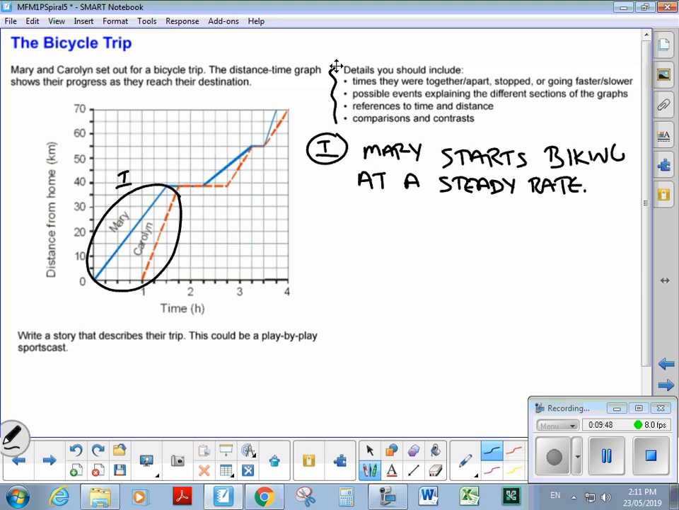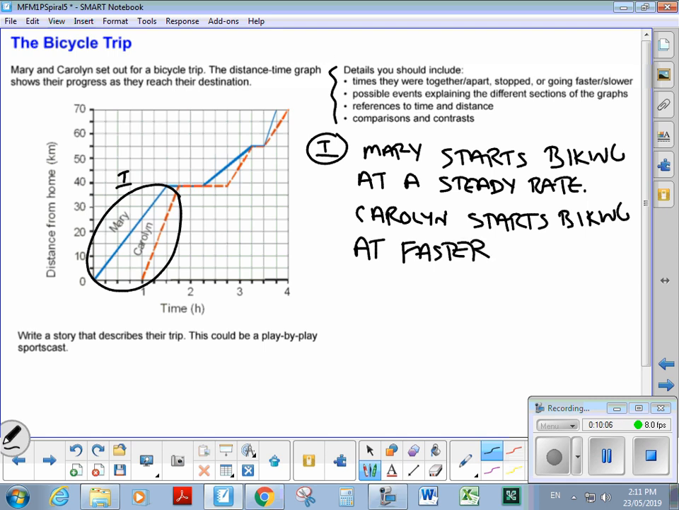What happens with Carolyn? What does she do? Carolyn starts biking at a faster rate. Now, why is it faster? Again, don't put your hands up. It's a video, I can't see you. Come on, look at the steepness. Here's Mary, and Carolyn is much steeper, faster. Steeper means faster. At a faster rate.